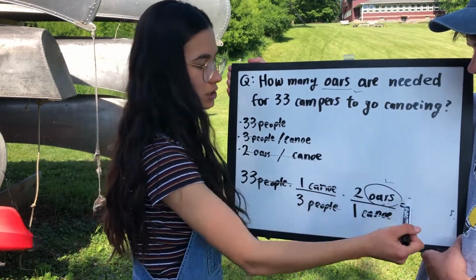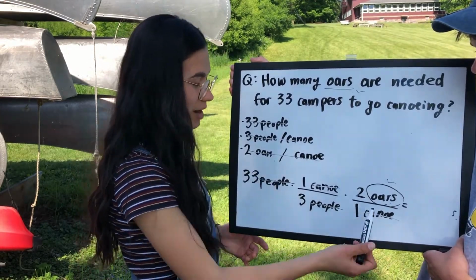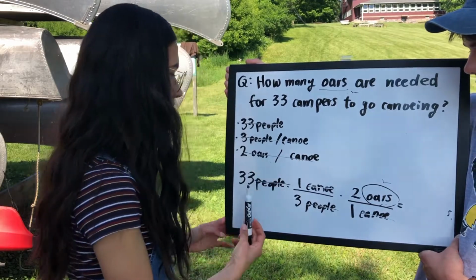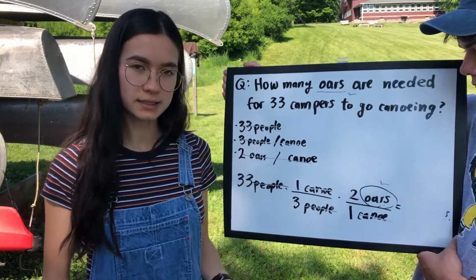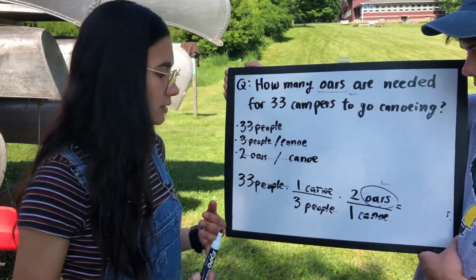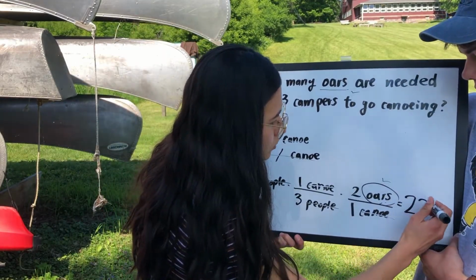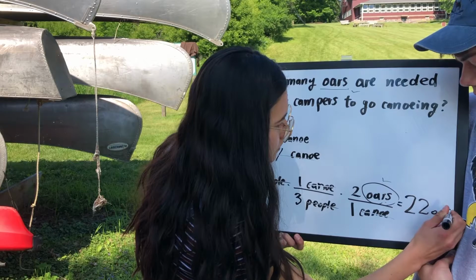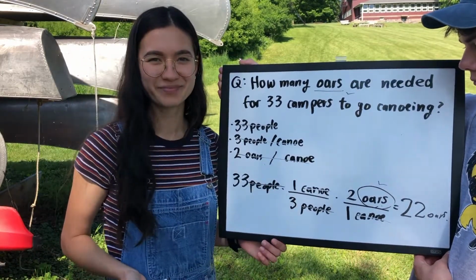So all the units in the top can be multiplied, and then that will be divided by the unit in the bottom. So we have 33 times 1 times 2, which is 66. And 66 will be divided by 3. And 66 divided by 3 is 22. So we can write that 22 oars are necessary for 33 campers to go canoeing.